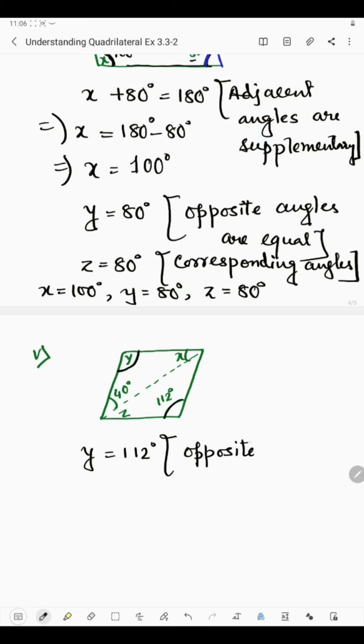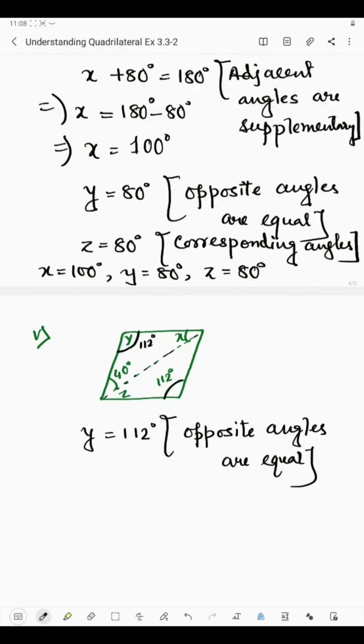Okay. Now y we have got 112 degree. Now see, this is a triangle. So here we have 112 degree, here we have 40 degree. So we only need to find x by angle sum property. Now let's name it as A, B, C, D. Okay, ABCD is a parallelogram and AC is the diagonal.